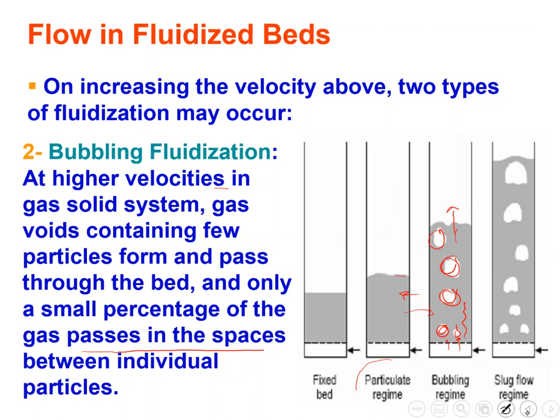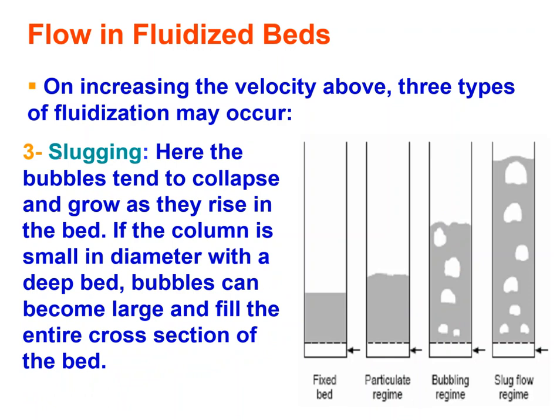What if I increase the velocity or the flow rate even more? I will reach this stage. It is called slugging. As you can see, this is the slug flow regime. Here the bubbles tend to collapse and they grow as they rise in the bed. If the column is small in diameter with a deep bed, bubbles can become large and fill the entire cross section of the bed. As you can see here, bubbles will just collapse and reform, and they can even fill the entire diameter of the bed, which is called the slug flow regime.